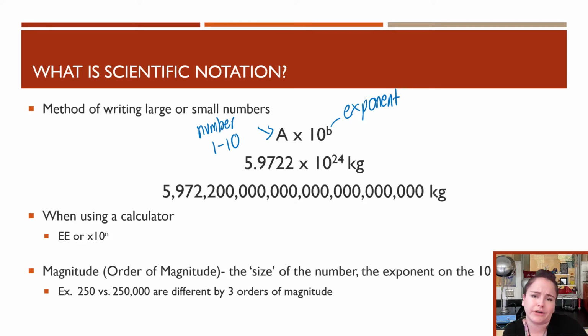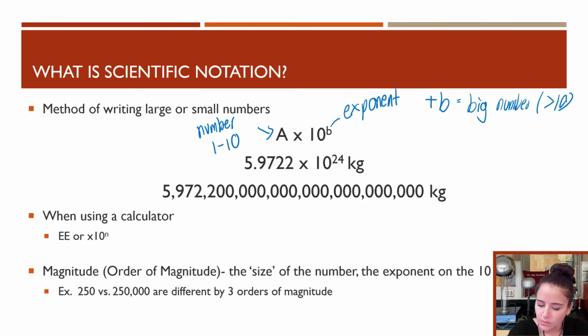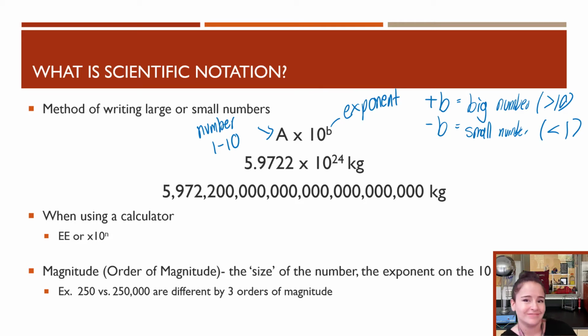From standard notation, the easiest way to handle this is if it's a positive exponent, that means we have a big number, greater than 10. Where if we have a negative B, that means we have a small number, less than 1. If the number was between 1 and 10, then it would just be 10 to the 0, which is just 1, so there'd be no change between the number in scientific notation and standard notation.